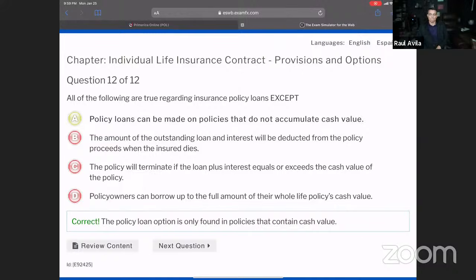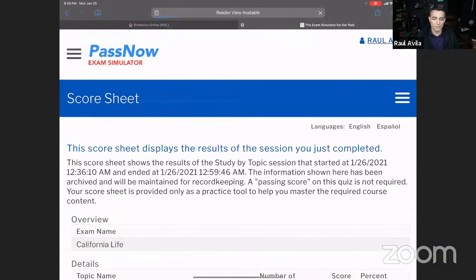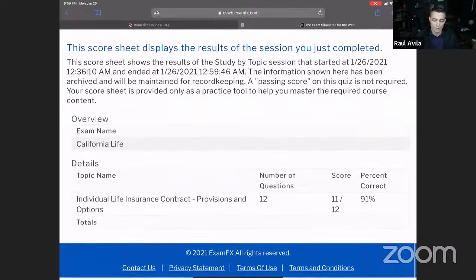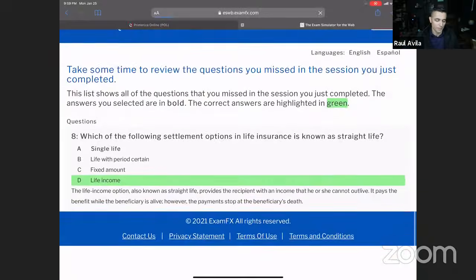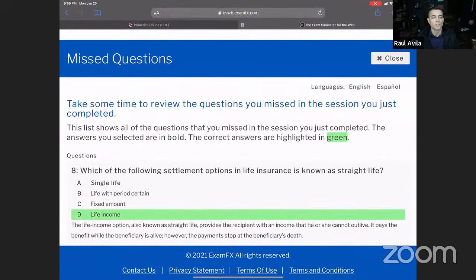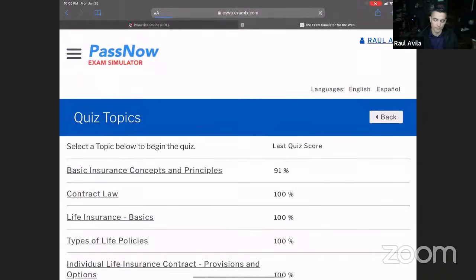All right. Okay, I think we're done with this. I'd like to see what we get. 91%. We missed a question. Let's review the question and then we're done. Which of the following settlement options in life insurance is known as straight life? And the answer is life income. Boom, shakalaka. All right, we are done.